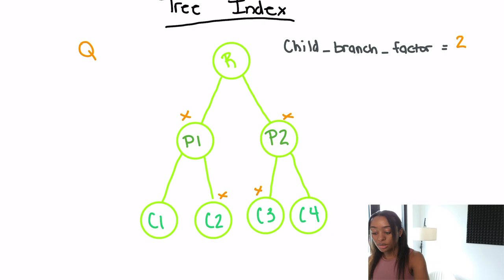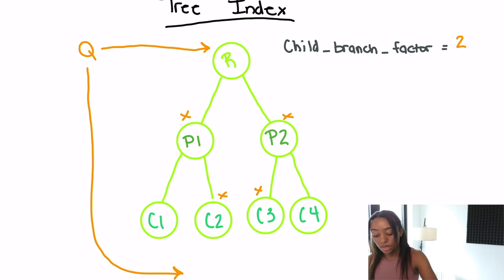So once you've defined the child branch factor, the query is sent to the root node, and then the two child nodes are then sent to the response synthesizer.